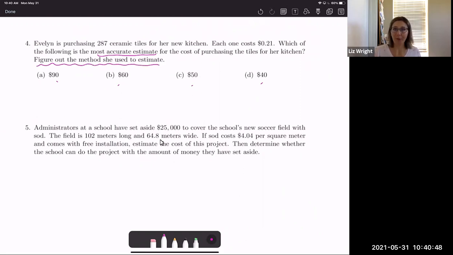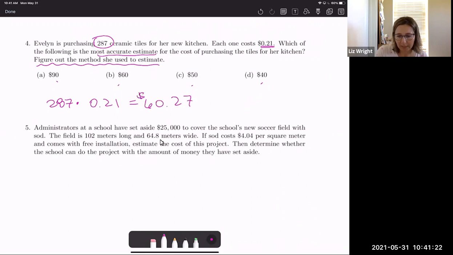So if I'm trying to figure out which one is the most accurate, I'm actually going to figure out, well, what is the exact amount? So if I'm getting ceramic tiles and each of them costs 21 cents, my most accurate is just figuring that out. I'm going to take the quantity of the tiles and multiply it by the price. So I'm going to take 287 times 0.21, and that gives me $60.27. So which one of these is the most accurate to this number? It would be B. That's the closest.